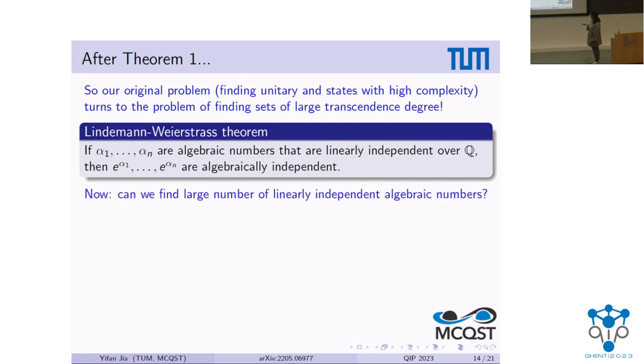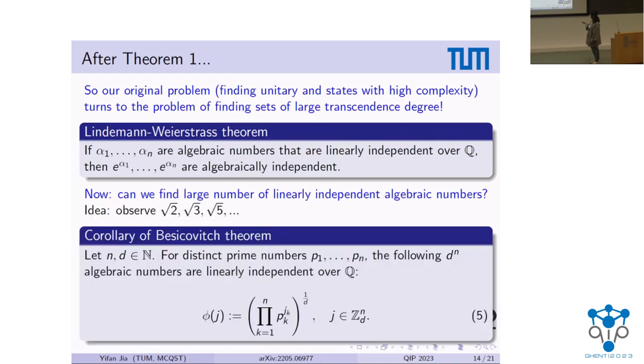And now the question turns out to be, can we find some large number of linearly independent algebraic numbers? Then the answer is yes. Just think of constructing the roots of some prime numbers, like square root of 2, square root of 3, square root of 5, and so on. And it's natural to feel that in a linear combination with only rational coefficients, it can only vanish when the rational numbers themselves are 0.